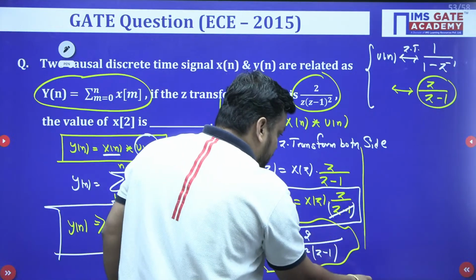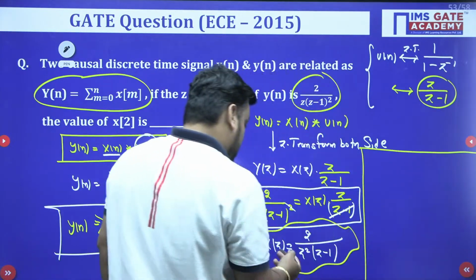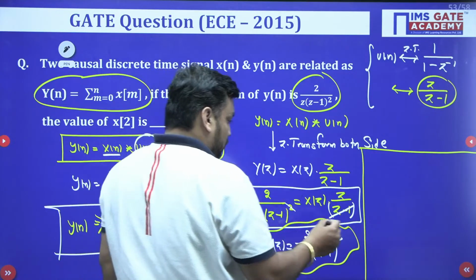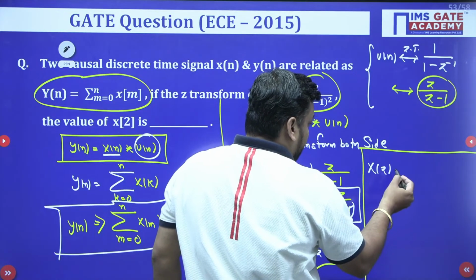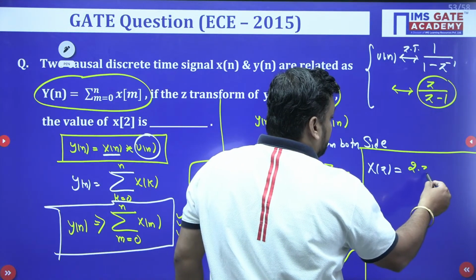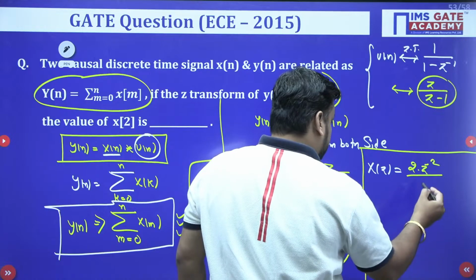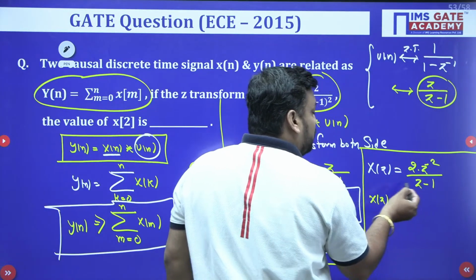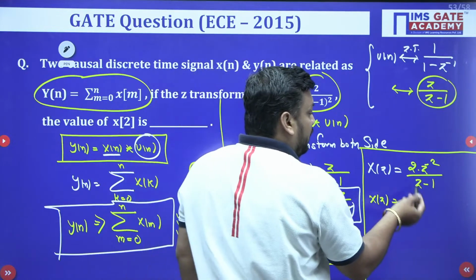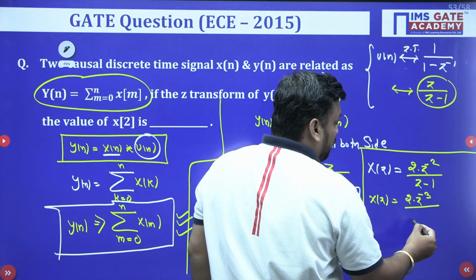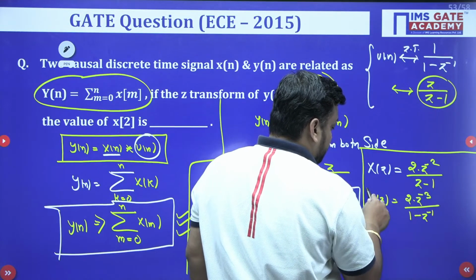And I have a space here, guys. If I want to use this space, tell me, z square I can shift from denominator to numerator. So this X of z value will be twice into z to the power minus 2 upon z minus 1. And if I take this z also common from the denominator and shift it to the numerator, then it will be actually 2 z inverse to the power minus 3 upon 1 minus z inverse.